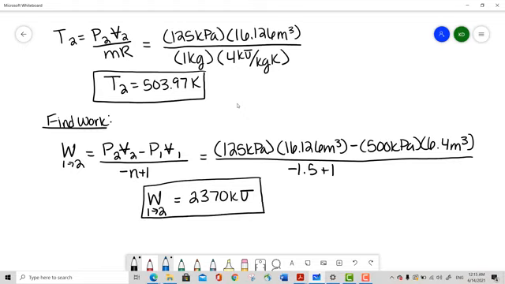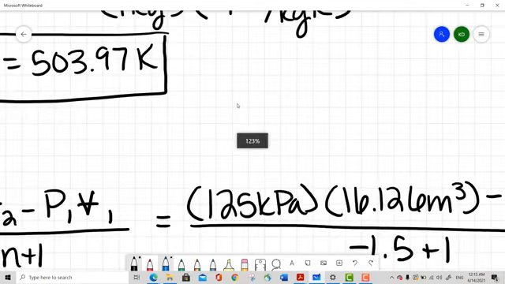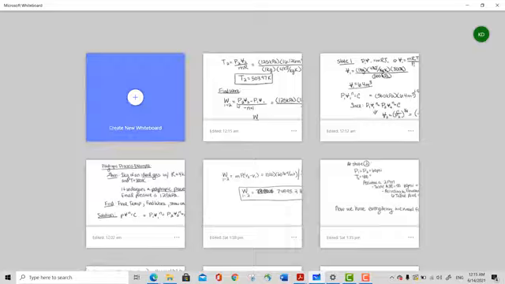And so now we need to show it on a PV diagram. Okay, so I'm going to pull up another page for this.